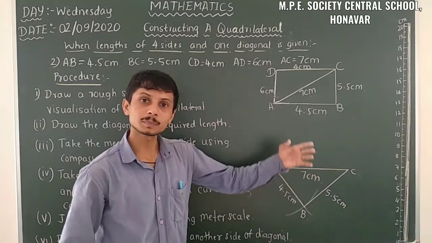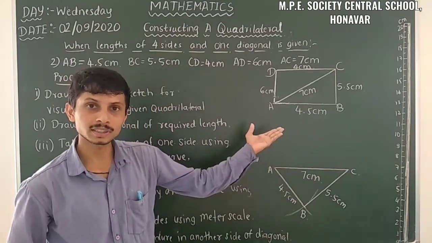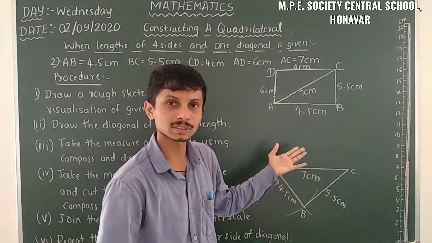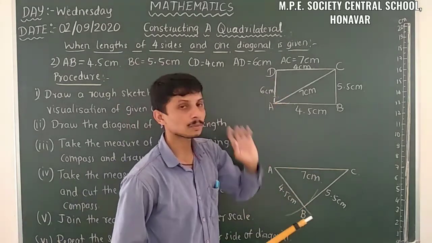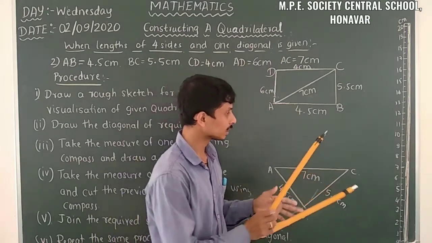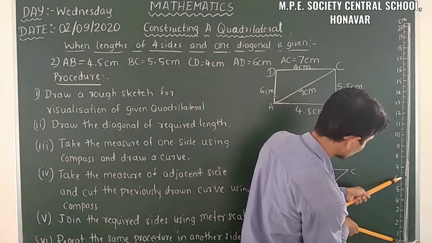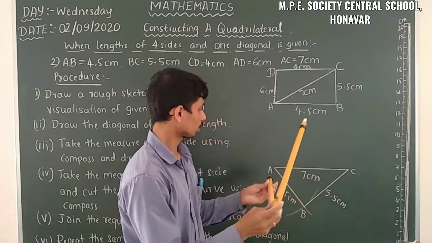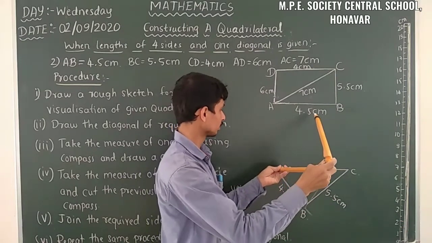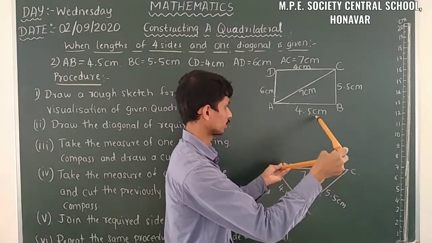Then what you have to do, repeat the same procedure on the other side of the diagonal. That means above the diagonal we have to repeat the same procedure. Firstly, take the length of AD. AD is equal to 6 centimeter. So it's a length of 6 centimeter here. Take the length, then locate on A and draw a curve here, like this.